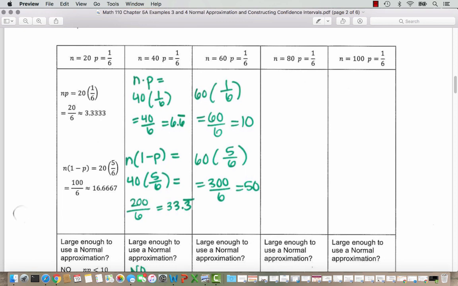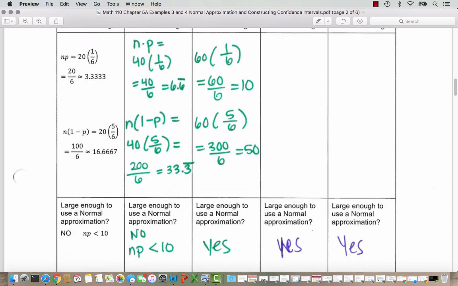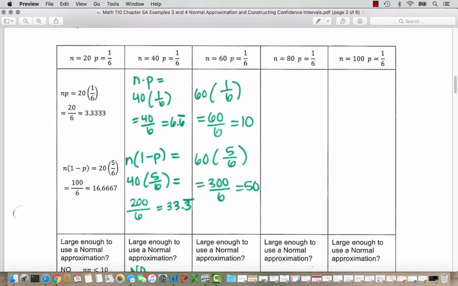So that count would be more than 10, but the n times p, the expected value count, is not quite 10, so we could not use a sample size of 40. That's still not large enough, because when we multiply 40 times 1 out of 6, n times p, we get a value less than 10. All right, so let's go up to an even bigger sample size.